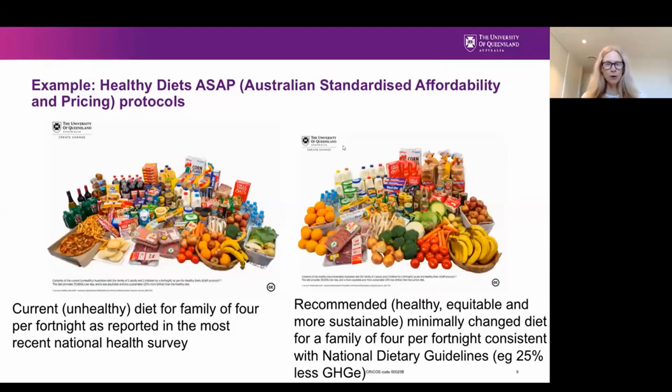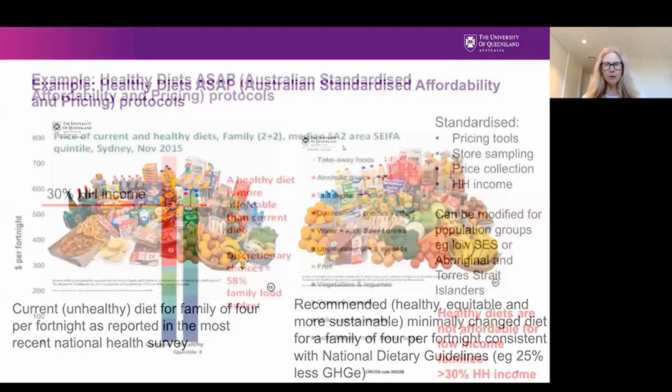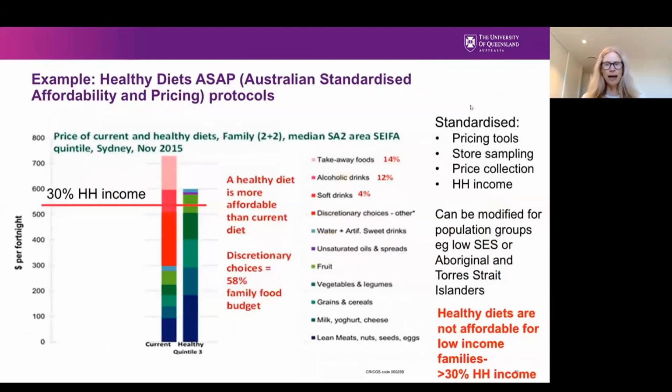So looking at some results from Australia. So this is looking at a current diet for a family of 4 and a recommended diet, so healthy, equitable, and more sustainable. So you can see the difference in the types of foods that are there. The prices were then collected from the stores, and household income was calculated. And what was found was that the healthy diets were not affordable for low-income families, but neither was the current diet, and that was actually more expensive.